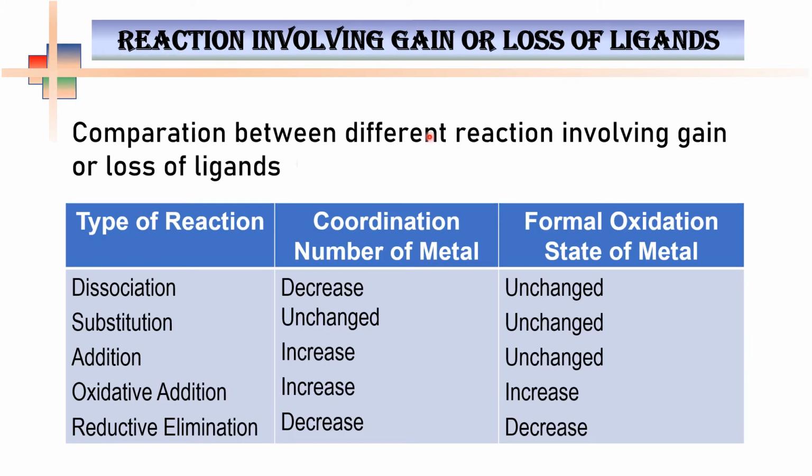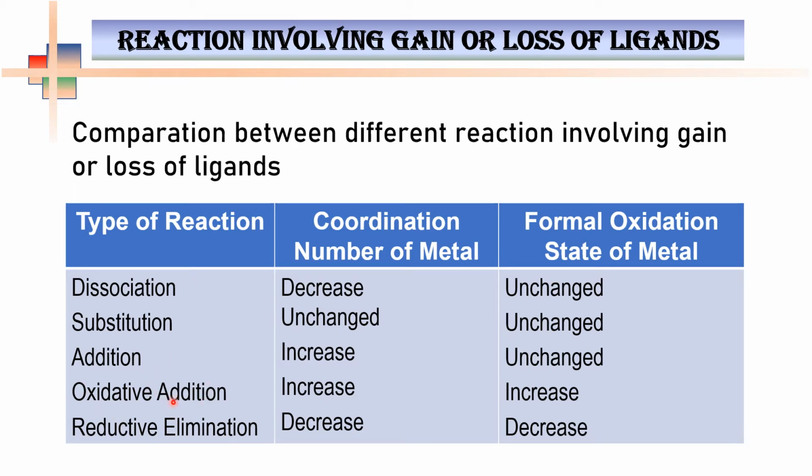Now when we compare the different reactions involving gain or loss of ligands, for example through dissociation, the coordination number decreases. Substitution, that means one substituent gets substituted by another one, so the coordination number remains unchanged. Addition means it increases. And all these three reactions ultimately do not change the formal oxidation state of the metal. The metal remains in the same oxidation state.